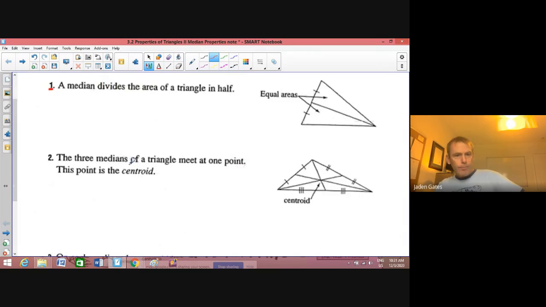And the three medians of a triangle meet at one point. This is something we looked at 9:30 today. That point is called your centroid. So that is right there. That's our centroid right there.